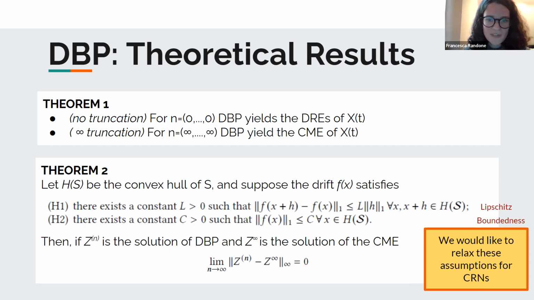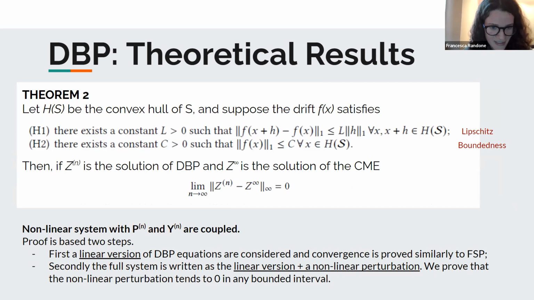Actually, let me say also a few words about how this is proved, because I think it's interesting. Basically, here we're working with a nonlinear system, and all the equations are coupled. So what we do is first we linearize the system, setting y equal to 0, and we prove convergence of the linearized system using a proof similar to the one used for finite state projection. And then we express the full system as the sum of a linearized version and a nonlinear perturbation, and we prove that in a bounded interval the nonlinear perturbation tends to 0. This proof doesn't work for steady state since we are assuming a bounded interval, but this is another thing we would like to extend, even though I have much less idea on how to do this.